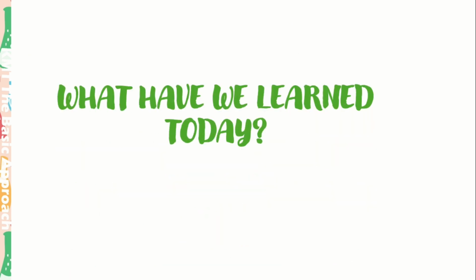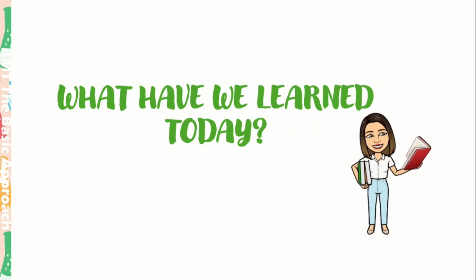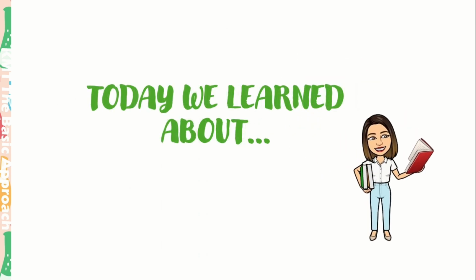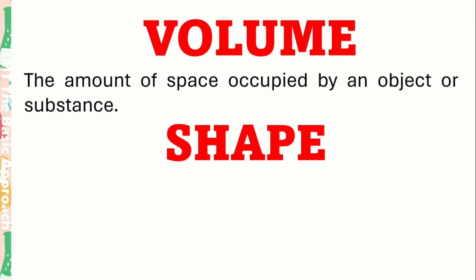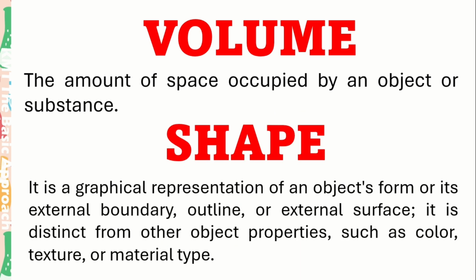What have we learned today? Today, we learned about volume. It is the amount of space occupied by an object or substance. Shape. It is a graphical representation of an object's form or its external boundary, outline, or external surface. It is distinct from other object properties such as color, texture, or material type.